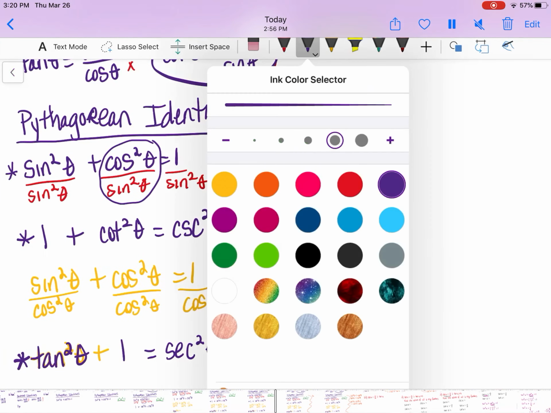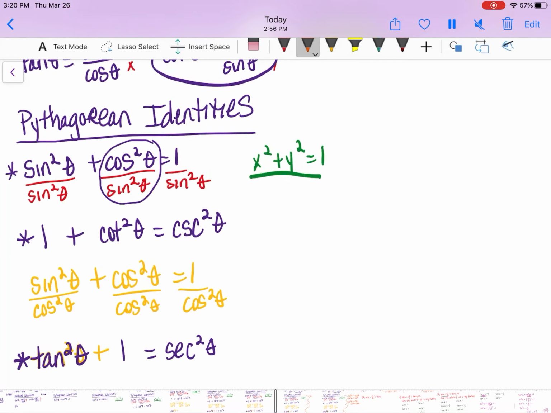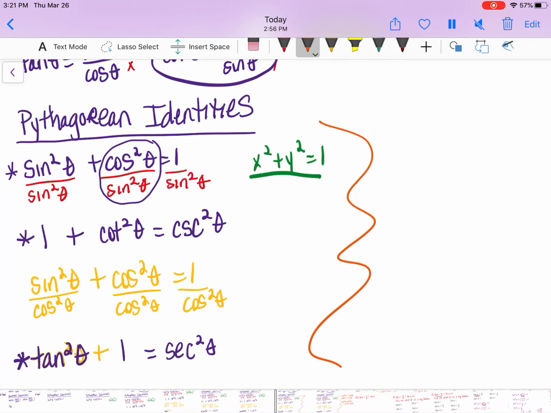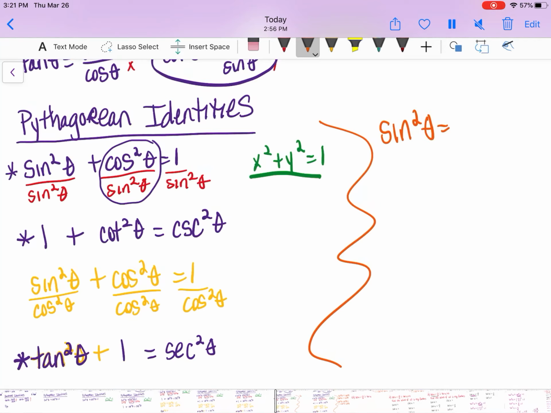But anyway, taking that first identity, let's say that we want to rewrite it in terms of sine. That just means that if I'm solving that identity for sine squared theta, I would need to move the cosine squared theta over to the other side. So how would we do that?